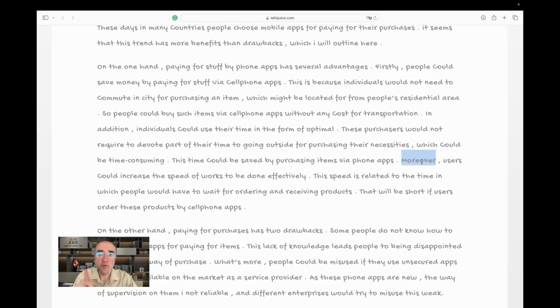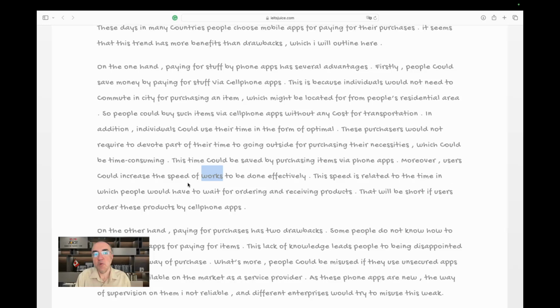Moreover, so far in this paragraph, we saved time, we saved money. Now let's see what it is. "Users could increase the speed of works." No, the speed of maybe tasks. Work cannot be pluralized. If by work you mean the task that you have to do, or the job that is bestowed upon you, or the job that you are responsible for, this pluralized form of work has a totally different meaning.